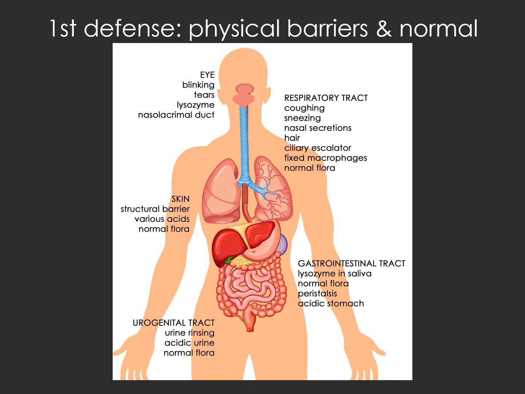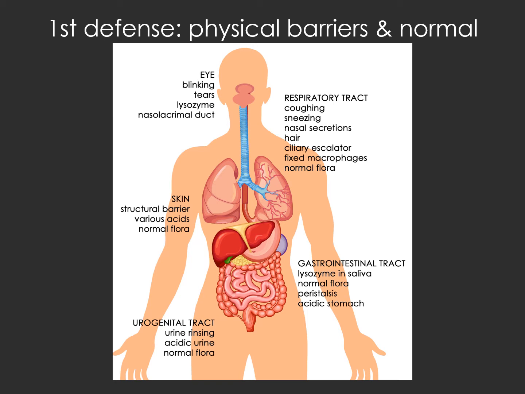Other body systems that come into contact with the outside world include the urogenital tract. The urogenital tract, especially in females whose urogenital tract is much more open to the environment, has a tremendous amount of normal flora whose presence there protects and keeps that environment healthy, keeps it from being established by pathogens.